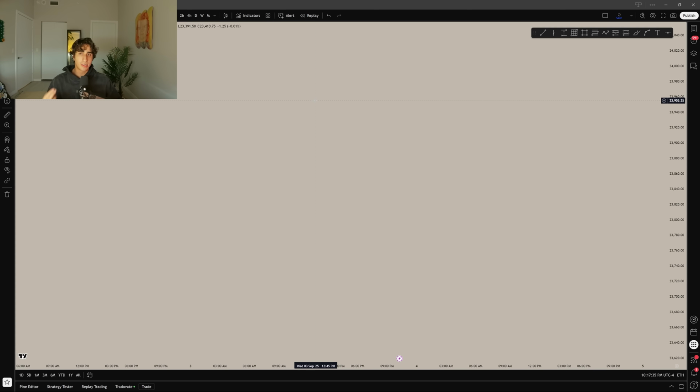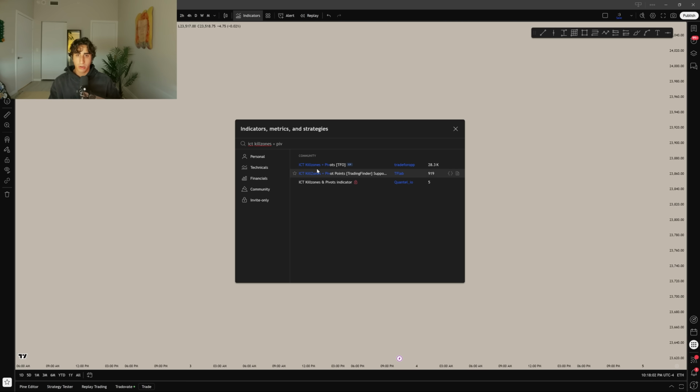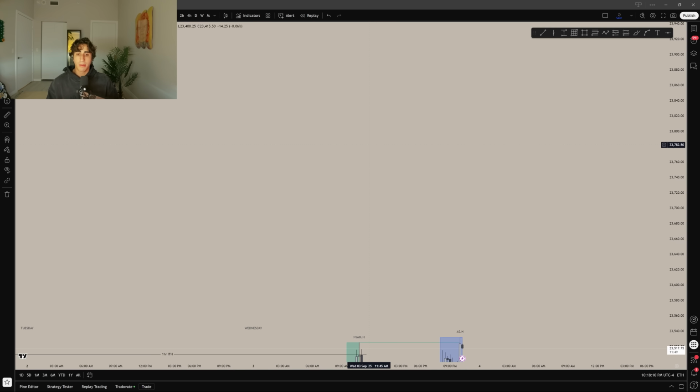All right, now I'm going to show you the second and only indicator that I use. This one is honestly more important than the last one. This one helps me find my bias so easily, and this one just really helps me with getting those precision entries and precision targets. Okay, so head over to the indicators tab once again, and you're going to search up ICT kill zones plus pivots. Okay, so this is by Trade for Op, TFO, absolute GOAT, and you're gonna click on it right there, and it's going to pop up on your screen.